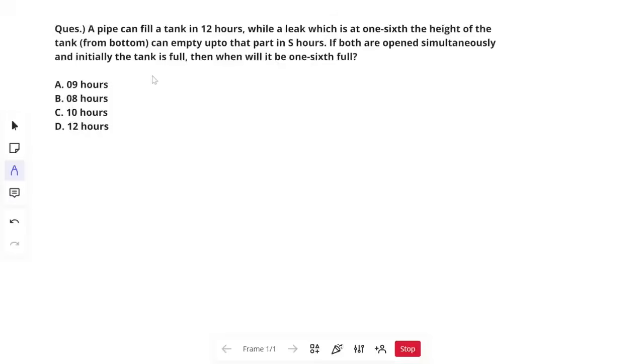So how can we solve this question? First of all, let's understand the statement again. A pipe can fill a tank in 12 hours. This data is given. So based on this data, what we can write is, filling rate is going to be 1/12 per hour. In 1 hour it will be 1/12.